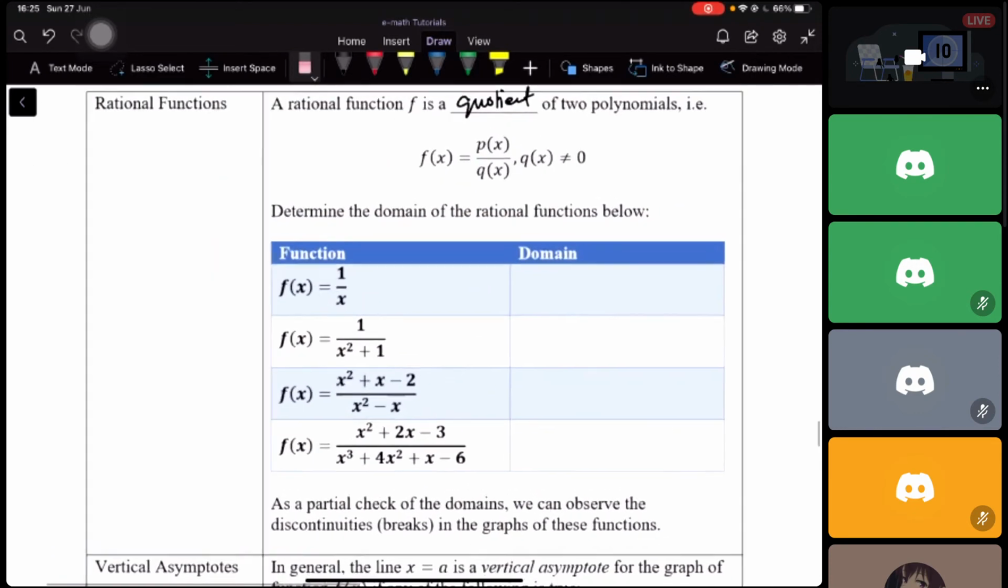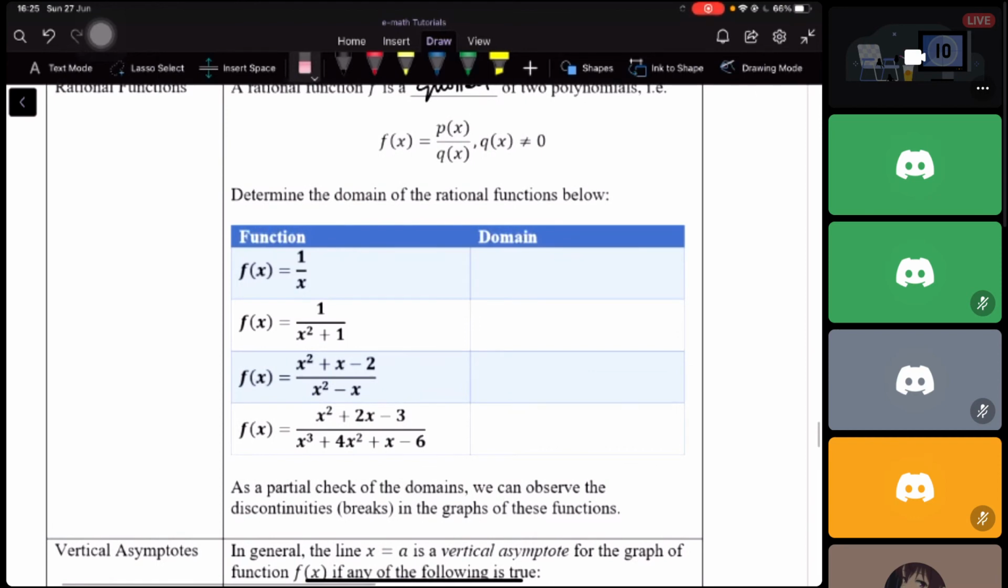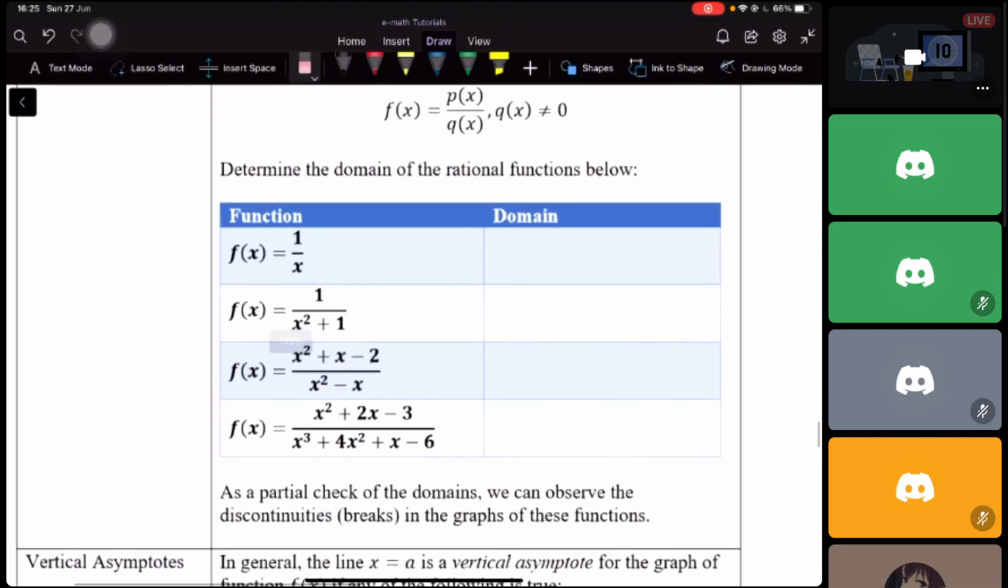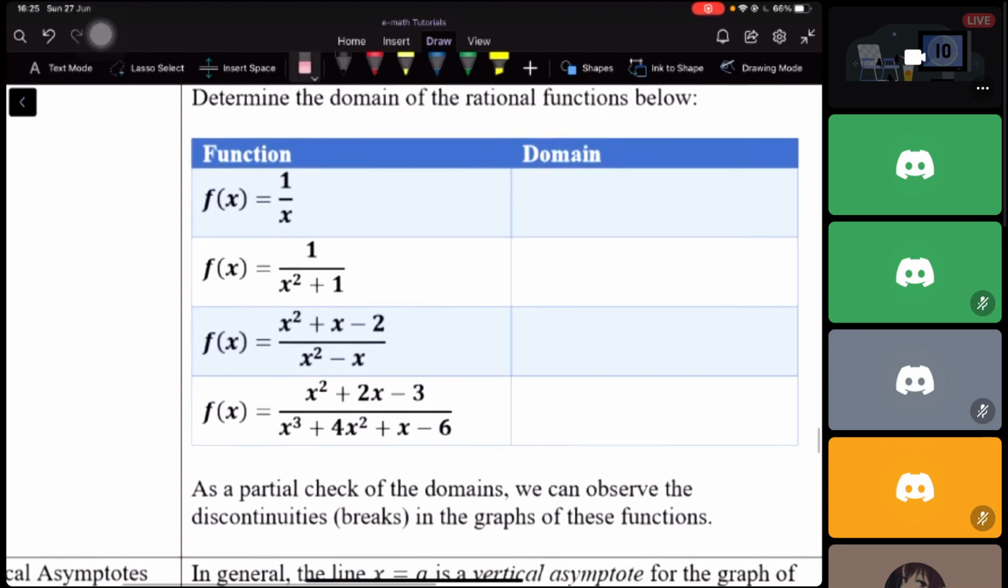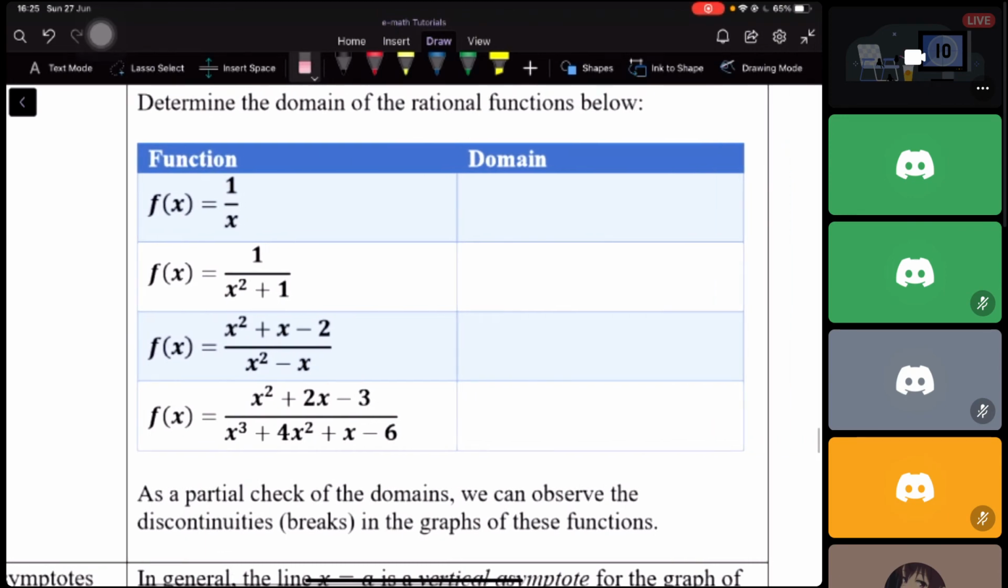Okay? So usually for a rational function, you have to take note that whenever you want to determine the domain, you cannot have 0 in your denominator. Earlier in the lesson, I told you that you cannot have 0 in the denominator. If not, you need to go to positive or negative infinity and it diverges. So just do this very quickly. f(x) equals 1 over x. x cannot equal 0. So the domain is all x given that x is not 0.